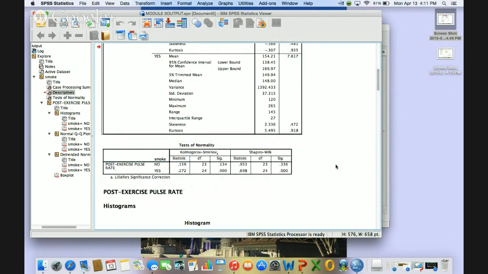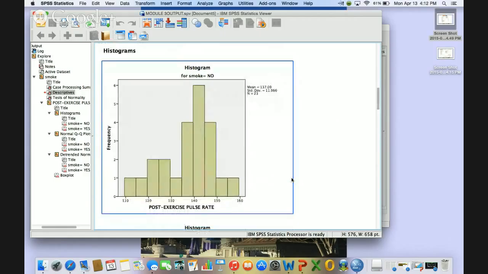Next, we'll look at the test of normality table. It shows 2 tests of normality, but we're going to look at the Shapiro-Wilk test because it's better with smaller data sets like what we have. So here we see that the non-smoking group is non-significant and the smoking group is very significant, sorry. This implies that our data for the smoking group is not normally distributed. This is confirmed when we look at the histogram.